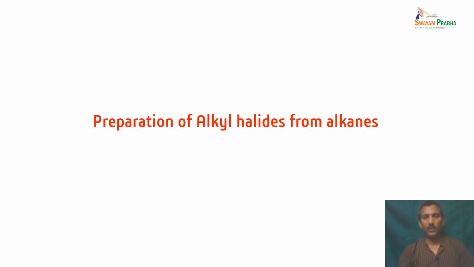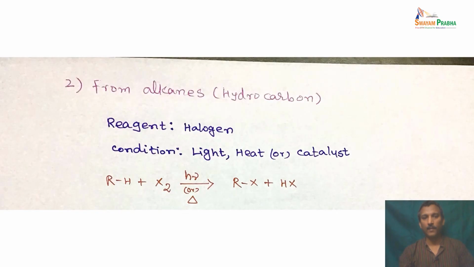Let us look at the synthesis of alkyl halides from alkanes. We have so far seen the synthesis of alkyl halides from alcohols. Next we are moving to another starting material, which is the alkane. So from alkanes, that is from the hydrocarbons, we can actually make alkyl halides. The reagent used in this particular reaction is halogen. So alkanes and halogens react to give alkyl halides.